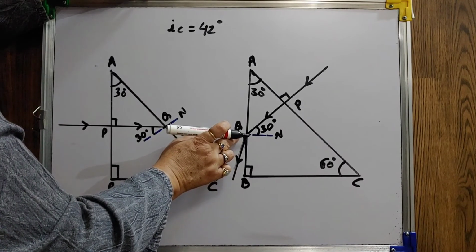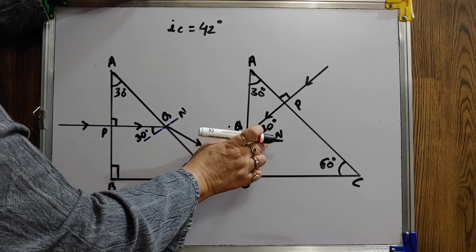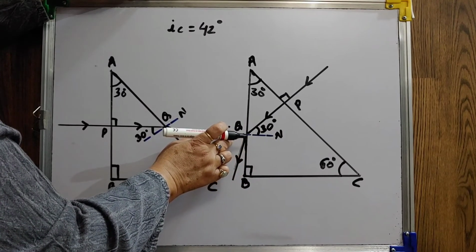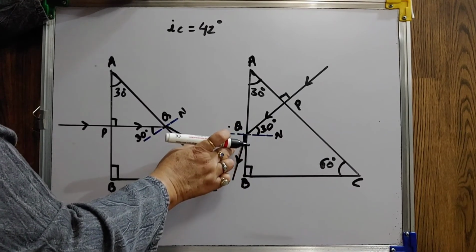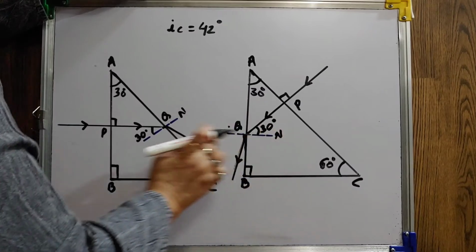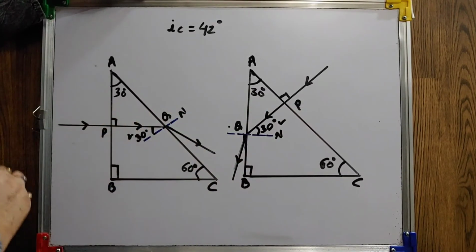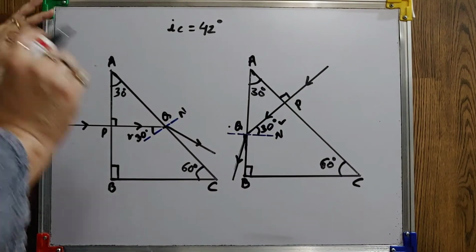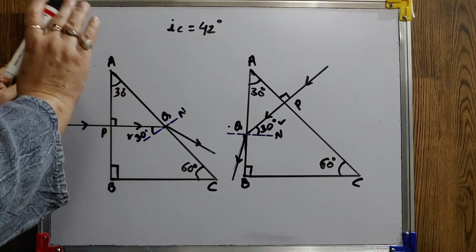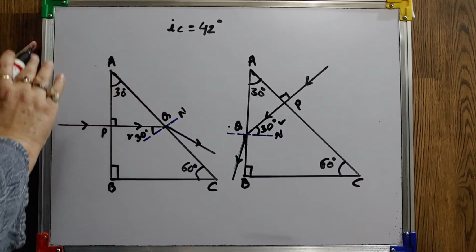This angle is greater than 30 degrees because again it is from denser to rarer medium. So, this moves away from the normal. But in both the cases, this angle is less than 42 degrees. So, total internal reflection does not take place.